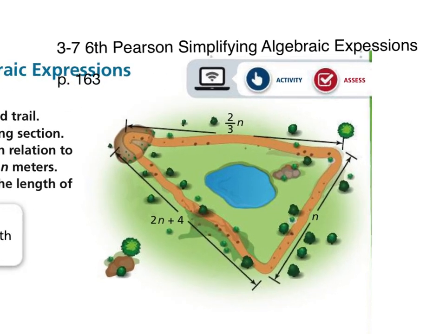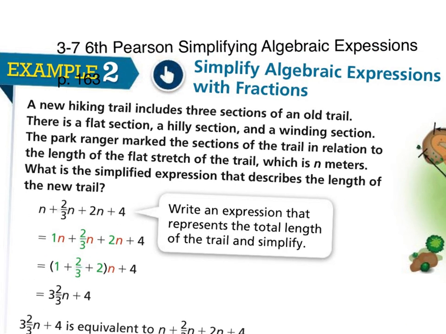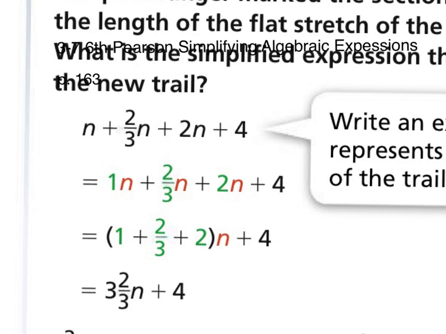So if you look, everything's in relation to this section on the side here, which is n. So if that's n, this is 2/3 of that length, so 2/3 n, and this other section is 2n plus 4. So the question is, they want us to find a simplified expression for the total length of the trail. So we're going to basically find the distance all the way through this trail, which is kind of like the perimeter, if you want to think of it that way.